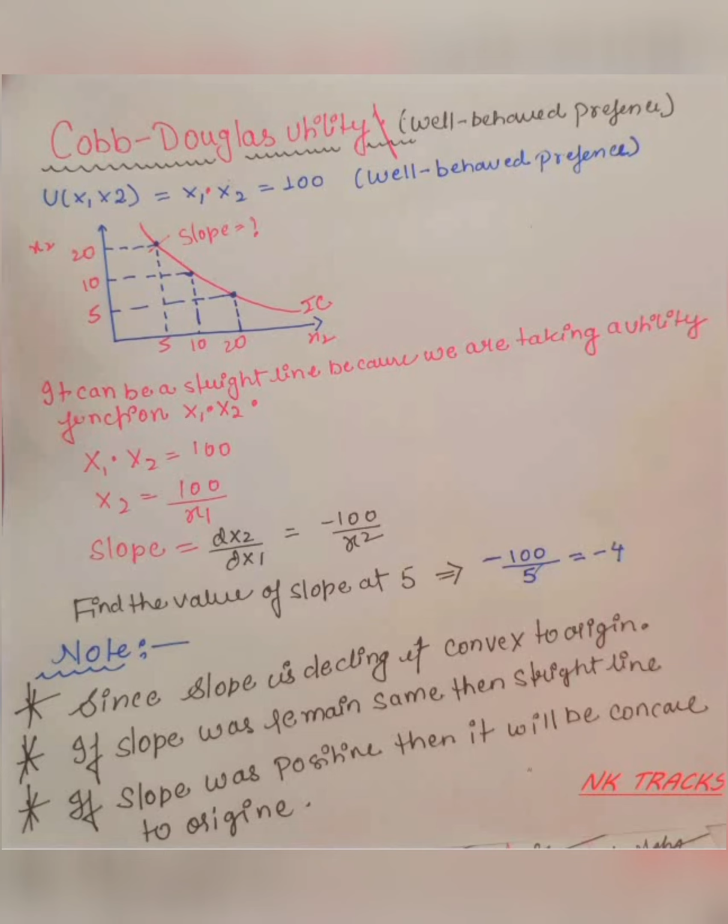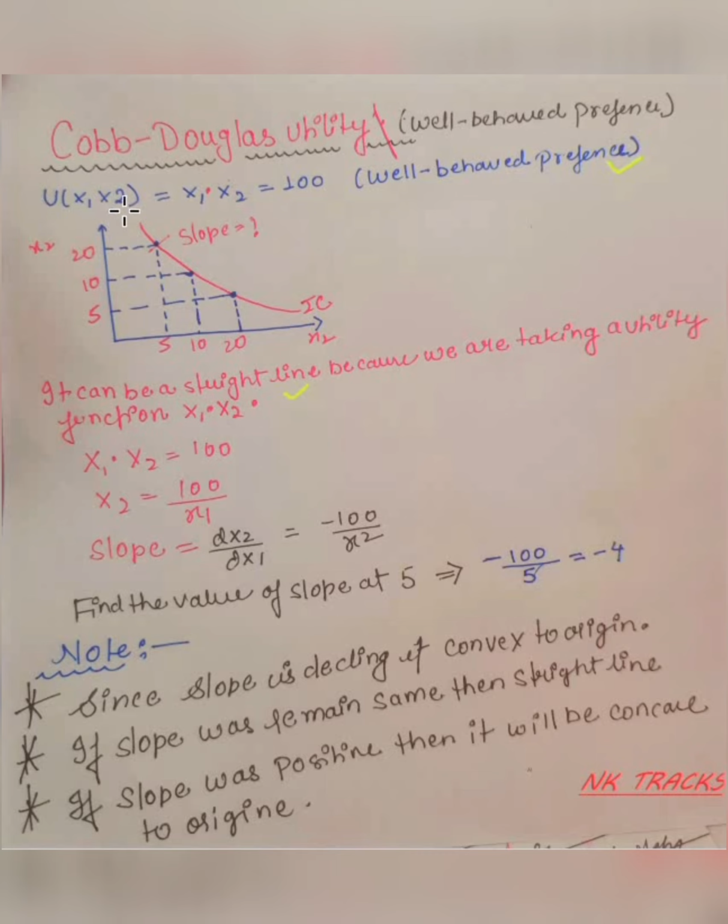Though both terms have the same utility function, there is a slight difference between Cobb-Douglas utility function and well-behaved preferences. Well-behaved preferences can also result in a straight line, not necessarily convex to the origin. It can be convex to the origin, it can be a straight line as well. But in Cobb-Douglas utility function, the curve will always be convex to the origin. It will never be a straight line. So remember this point.